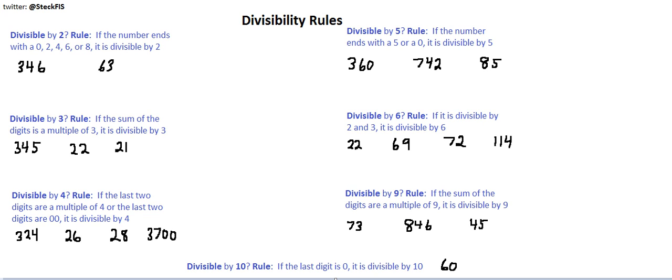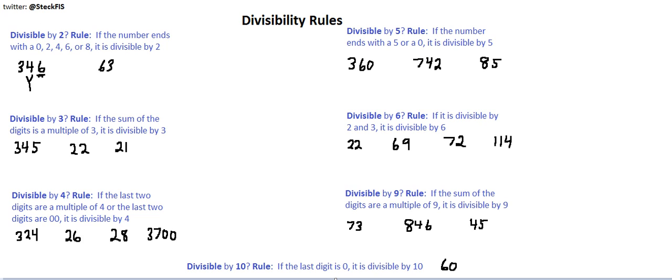So let's look at this first one. Divisible by 2. The rule is if the number ends with a 0, 2, 4, 6, or 8, it is divisible by 2. So let's look. What digit does that end with? It ends with a 6. Is 6 on our list? 0, 2, 4, 6. Yep, it is. So that one is divisible by 2. It doesn't matter at all what these other digits are as long as it ends with a 0, 2, 4, 6, or 8.